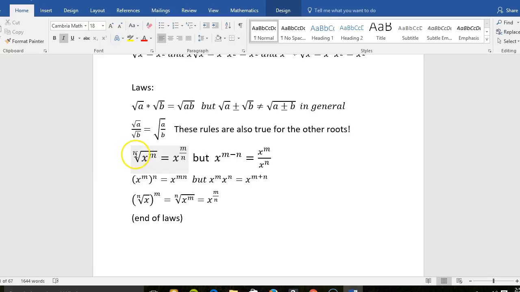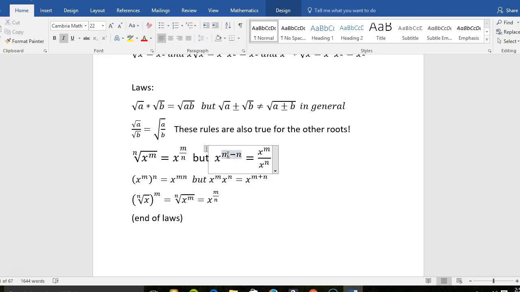Now, let's go down here. We define x to the m over n power to be the nth root. The bottom is the root. The numerator, the top, is the power. So that's the nth root of x to the m power. That's how we define a fractional power. And it's in good accord that we define it that way too. But anyway, it's only right that we define it this way.